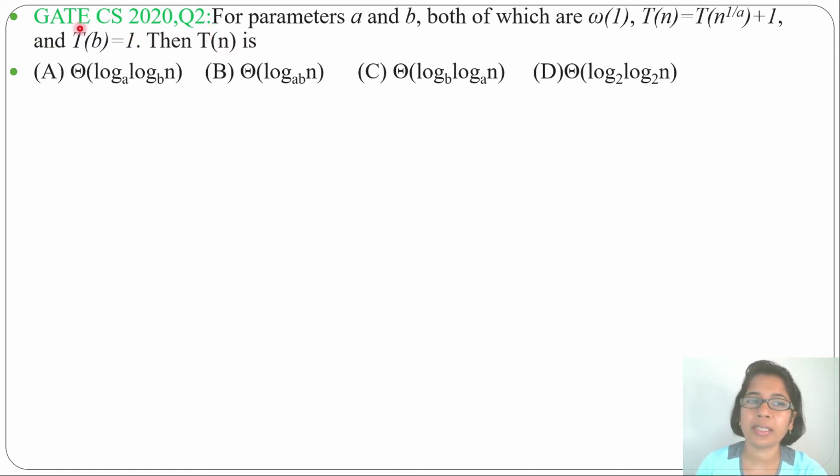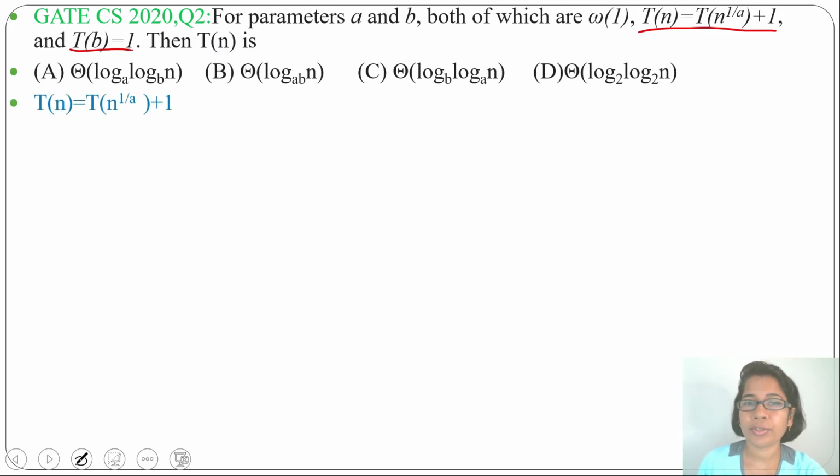This question was asked in GATE CS 2020, question number 2. For parameters A and B, both of which are little omega of 1, T of n equals T of n power 1 divide A plus 1, and T of B equals 1. Then T of n is, and 4 options are given. Here one recurrence relation is given and it is asking what will be the time complexity for this. We can use the back substitution method.